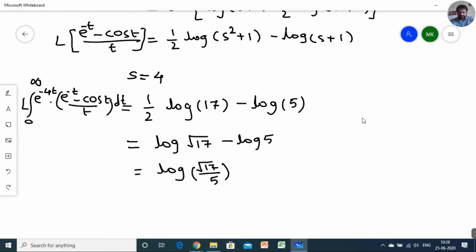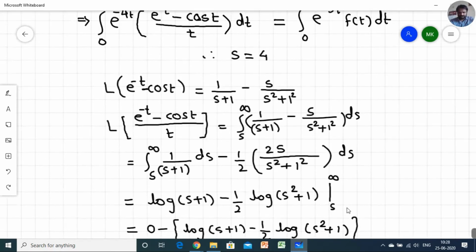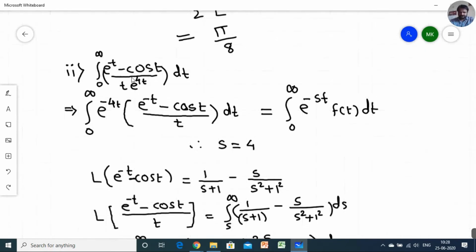Again I am going to go through this numerical, so hope you will understand very well. The question was given in this form: integral 0 to infinity e raised to minus t minus cos t upon t into e raised to 4t into dt.